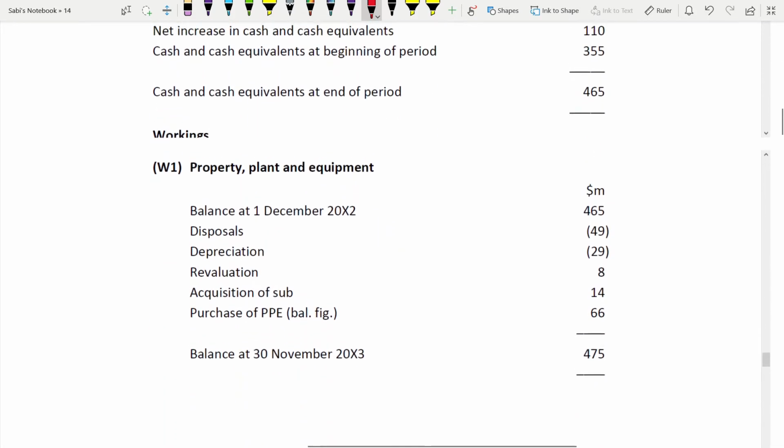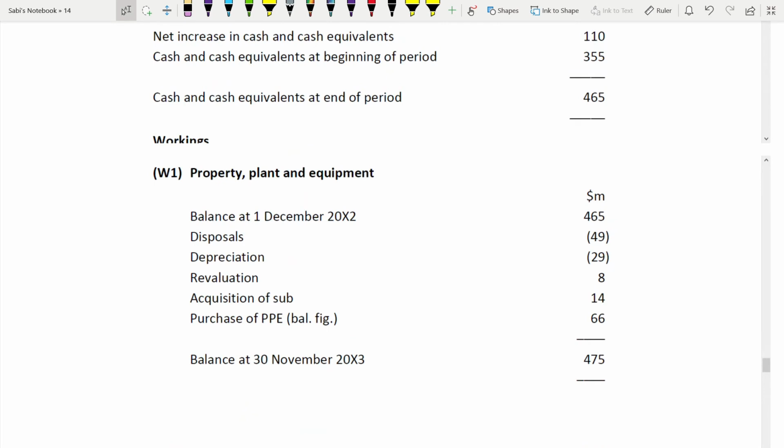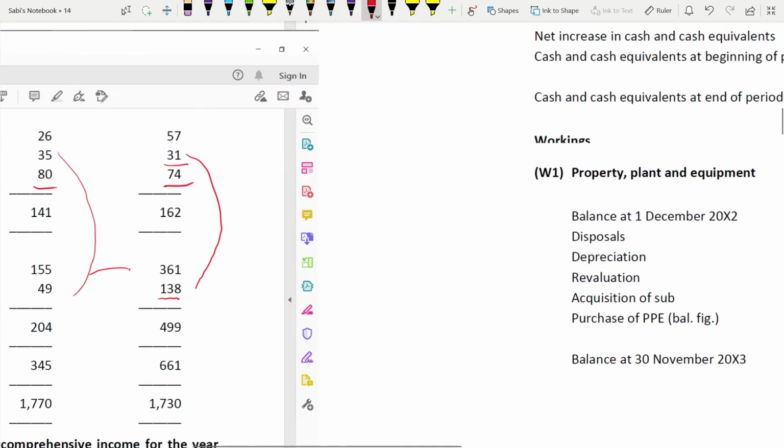So working 1, also statement of financial position. When you go, you will see the opening balance and the closing balance given to you. You have disposed 49. They have already given that you have disposed 49, and depreciation you have to deduct. Revaluation is 8, and acquisition of subsidiary. The balancing figure is usually the cash flow. Acquisition of subsidiary is 14 and revaluation is 8. We'll go through these two figures, 8 and 14.